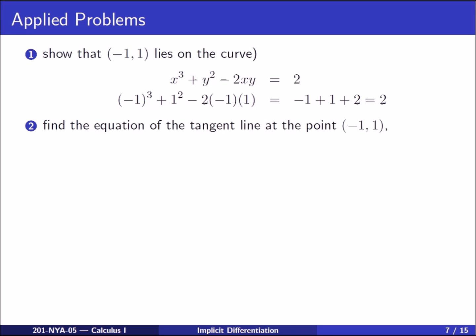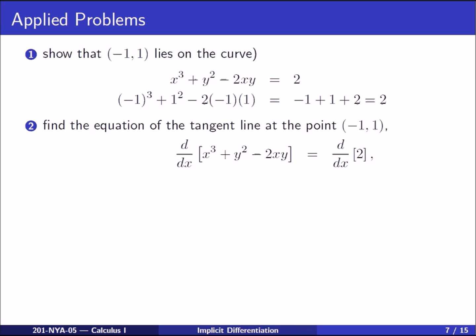Afterwards, we want to find the equation of the tangent line at the point. The first thing to find is the equation for the derivative of the curve at any point, and then we want to find the derivative at that point to get the slope of the tangent line. So to get the derivative of the curve at any given point, we use implicit differentiation.